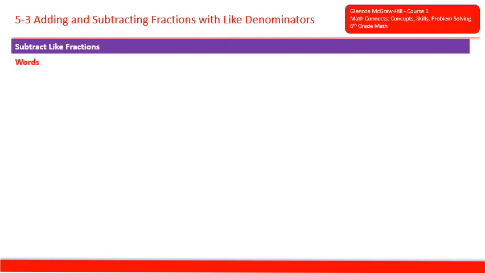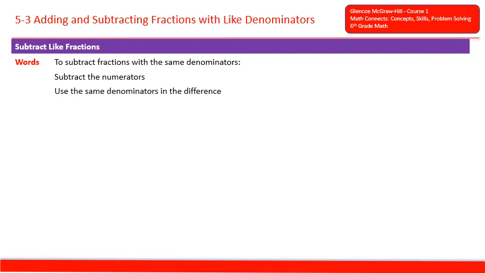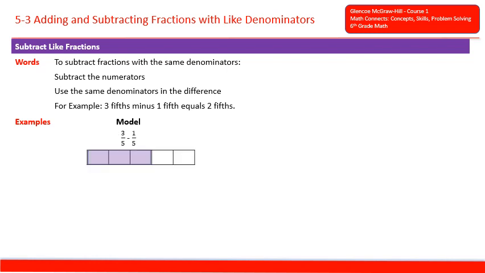Subtract like fractions. To subtract fractions with the same denominators, just like adding like fractions, we're looking for fractions that have the same denominator. And we'll subtract the numerators and we'll use the same denominators in the difference. So for example, 3/5 minus 1/5 equals 2/5. So examples using a model, 3/5 minus 1/5.